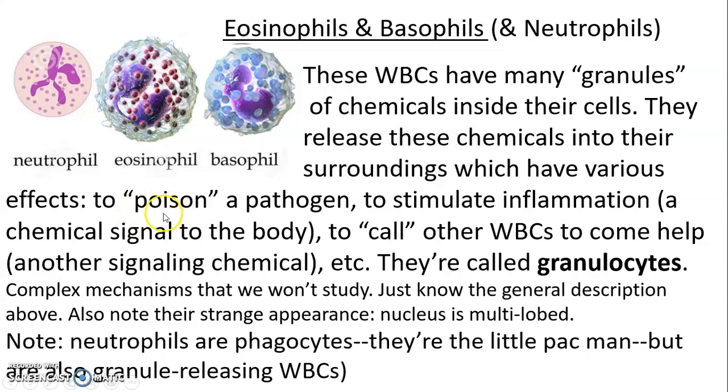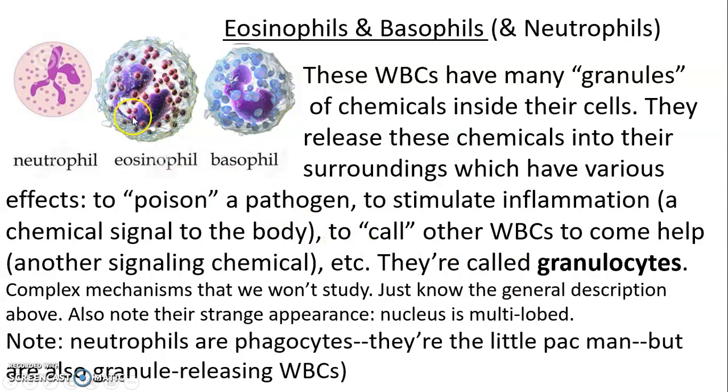Some of them are like a poison. They harm a pathogen by poisoning a pathogen. Some of them are ways to stimulate our immune system. They can stimulate inflammation. They can call other white blood cells to come quickly for help. So they become chemical signals. Okay? We're not going to learn which ones do which or when or how. We're just going to know these granules are ways to either poison a pathogen or signal your body's immune system. Those white blood cells are sometimes called granulocytes. Remember, cyte means cells, so cells full of granules.